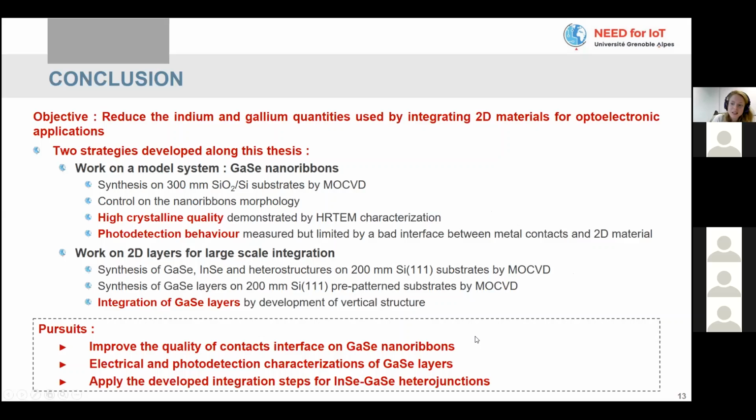And in the continuation, we want to improve the quality of the contact interface between the gallium selenide nanoribbon and the metal electrodes to explore the photodetection possibilities that we have with this object. We also want to develop the electrical and photodetection characterization for the gallium selenide layers grown on pre-patterned substrate, and apply all the integration steps that we developed for indium selenide and gallium selenide heterojunction.